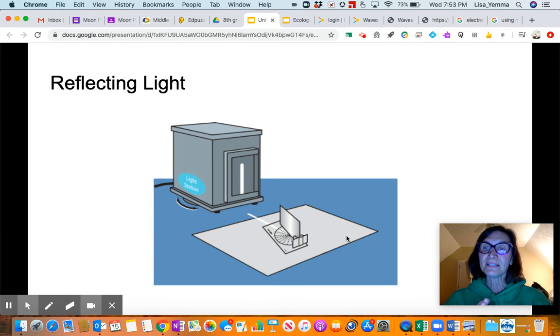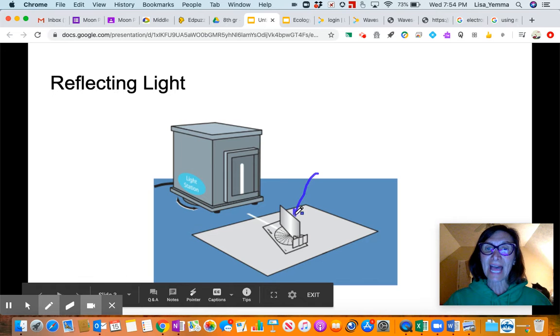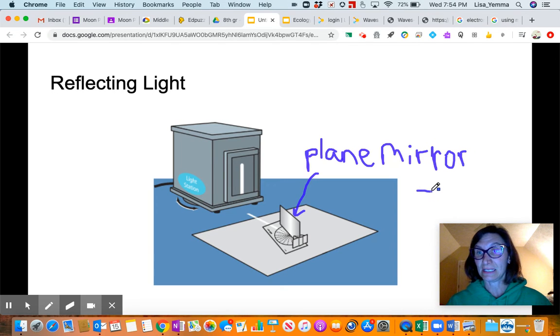And in physics, something that's flat, like this flat mirror, is called a plane mirror. And it's plane as in this kind of plane, I think. Now that I'm saying it, I'm like, am I right? Yeah, plane mirror. So a plane mirror just means completely flat.